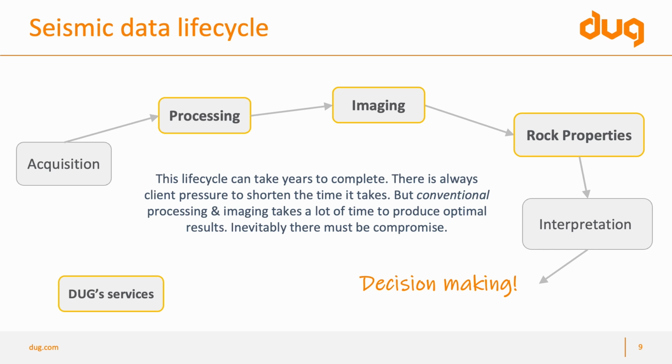Depending on a few variables, such as the size of the survey in question, it may take years before the decision-making can take place. There is always client pressure to shorten the time it takes to get through this series of steps, but conventional processing and imaging takes a lot of time to produce optimal results. Inevitably, there must be compromise to produce results in the time available. Decisions based on the seismic might be, will we drill the well, and if so, where? Or will we relinquish the acreage?